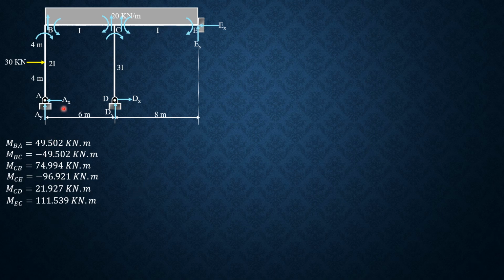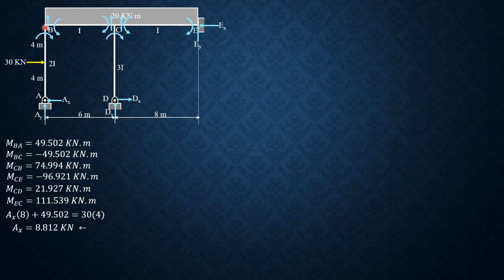So beginning with AB, summation moment B equals 0, AX times 8 plus this moment here MBA, which is 49.502, equals 30 times 4. So AX is equal to 8.812 kilonewton, and the direction is correct, leftward.